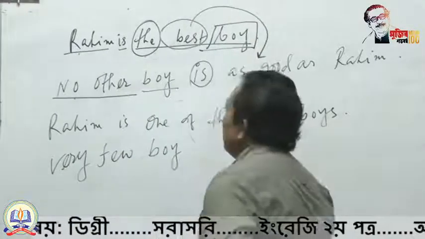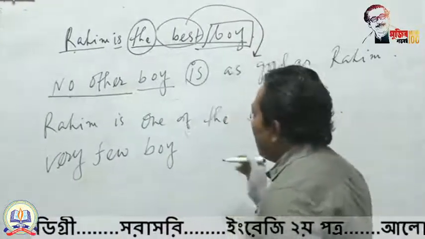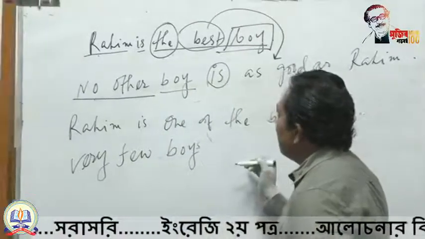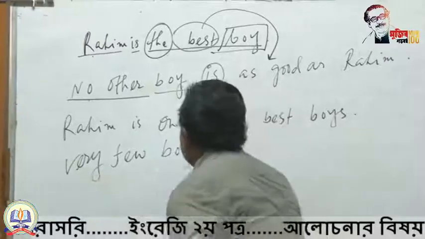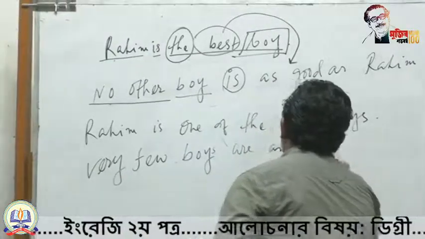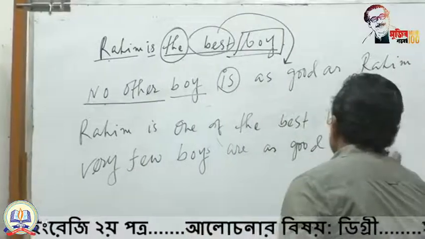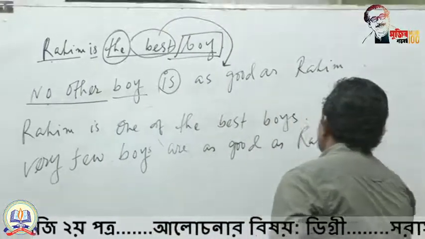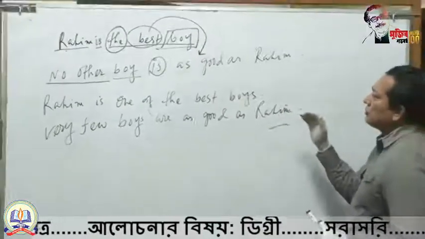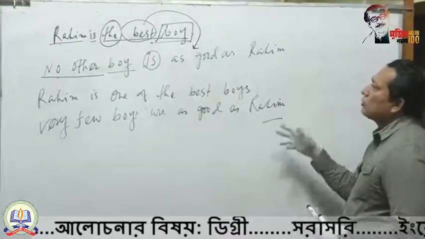Here we have used "is", singular form, but right now we have to use the plural form. Very few boys are as good as Rohim. In this way, you have to make positive degree from superlative form.